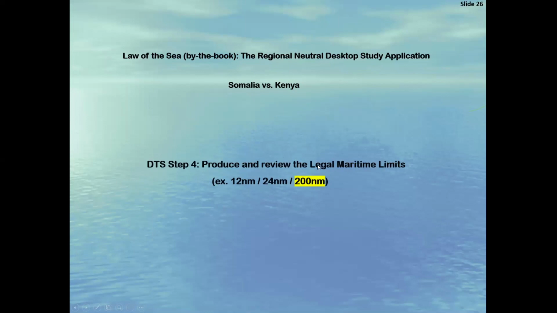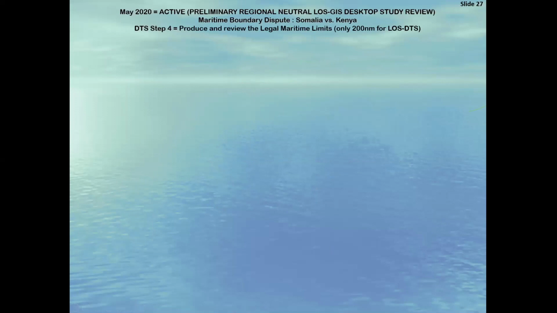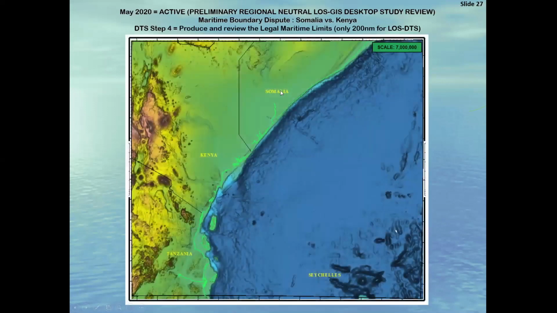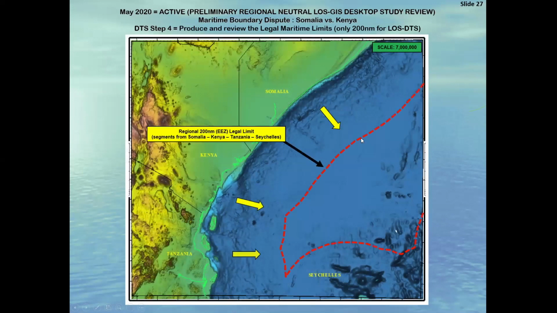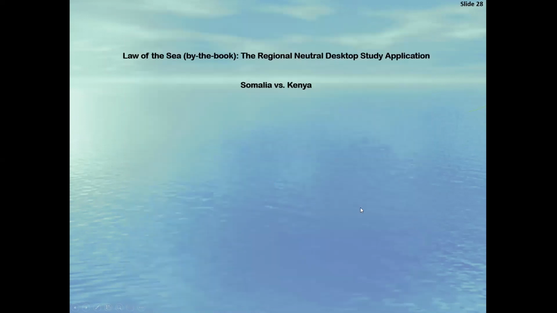Step 4, produce and review the legal limits. We're only going to do the 200-mile for the desktop study area. So again, looking at our desktop study area, from all those baselines, Somalia will produce 200 miles for their EEZ. Kenya, for all the baselines, 200 miles. Tanzania, 200, and from the Seychelles. So this red line is defining our 200-mile EEZ. So there we have it. We now have our 200-mile. And the focus is going to be what is EEZ waters and eventually what is the ECS waters.